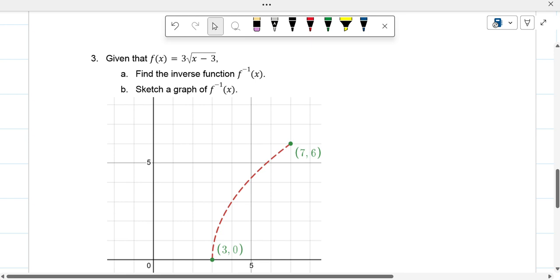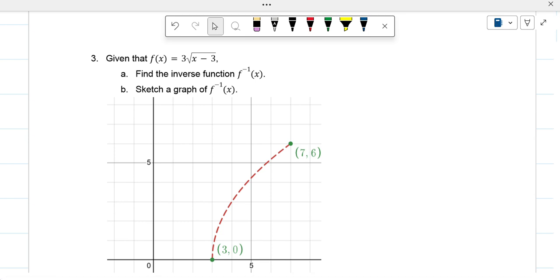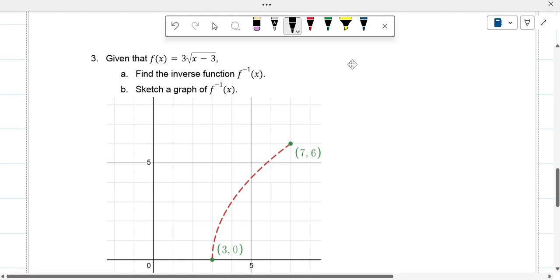Given that f of x is equal to 3 square root of x minus 3, find the inverse function of f of x. And let's sketch the graph of the inverse function of f of x. So how do I find the inverse function? Well, there's multiple ways to write it, but I think we can write the easiest.